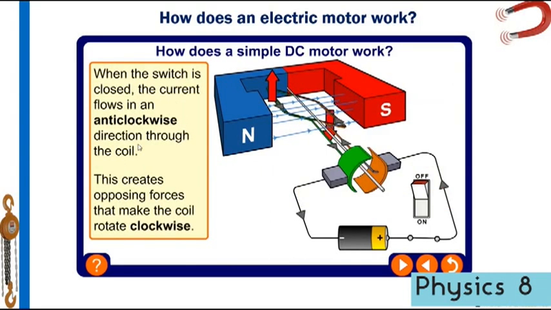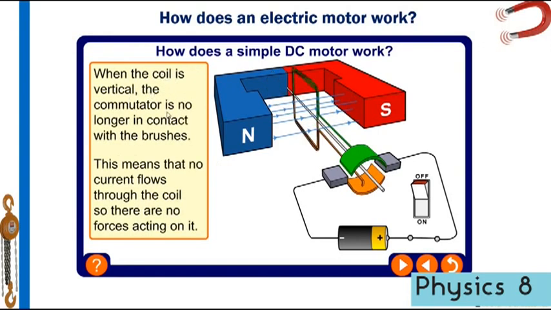Let's have a look and explore what happens when we turn on the switch. So when the switch is closed, the current flows in an anti-clockwise direction through the coil. And this creates opposing forces that make the coil rotate clockwise. So in other words, when we turn on the switch, the current flows anti-clockwise, and this creates opposing forces that make the coil then rotate in a clockwise manner.